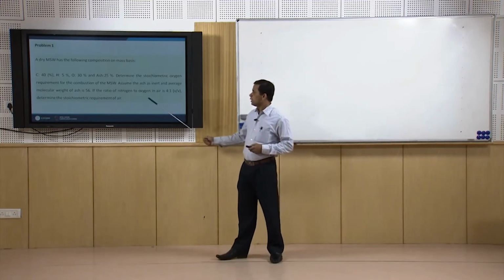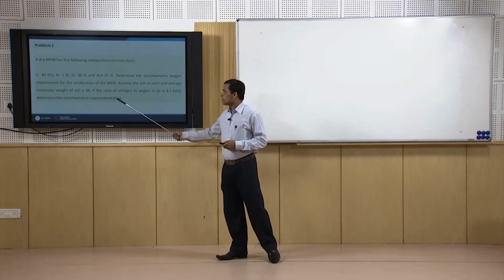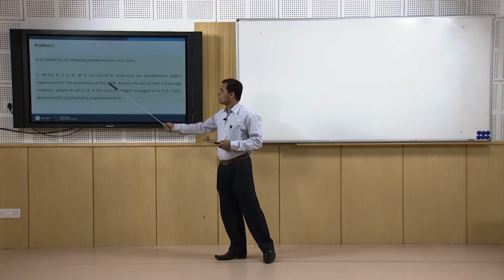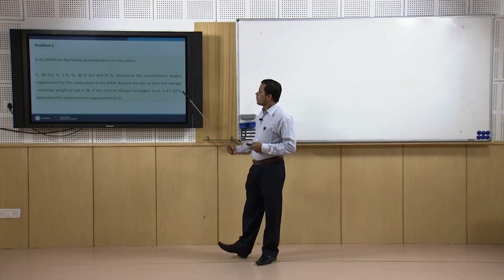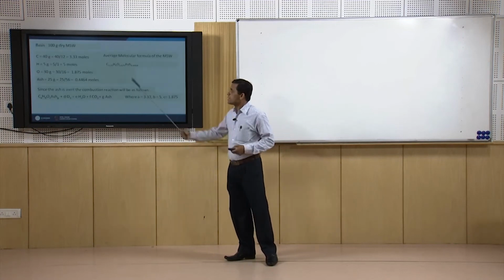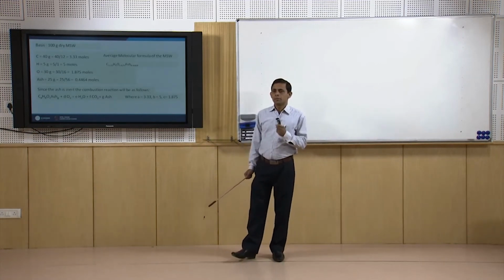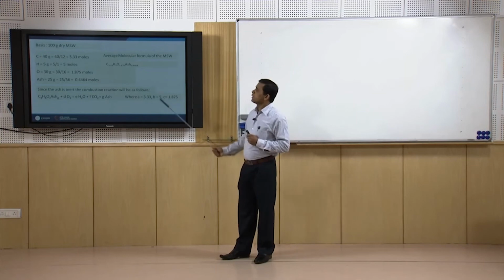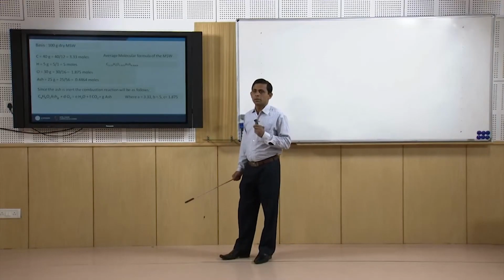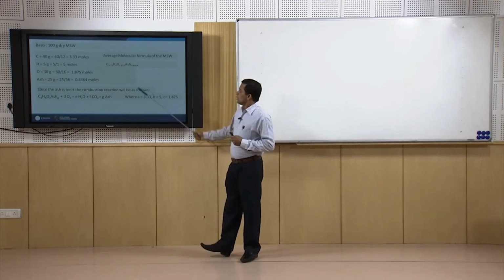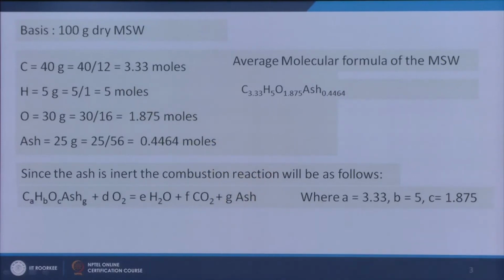We have to determine the stoichiometric requirement of air and we have to also determine the stoichiometric oxygen requirement. So, to solve this problem we have to take some basis. Our basis here is 100 gram of dry MSW. We will try to understand out of this 100 gram how many gram of carbon, hydrogen, oxygen and ash are present. Then we will convert it into moles to get the molecular formula of the waste.